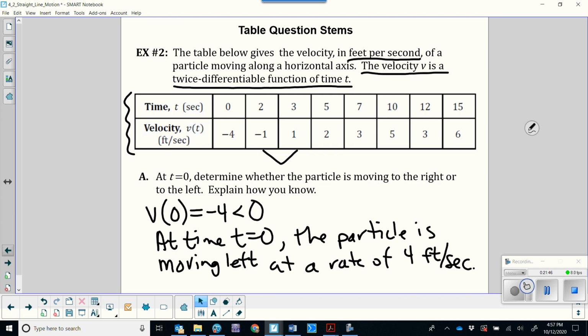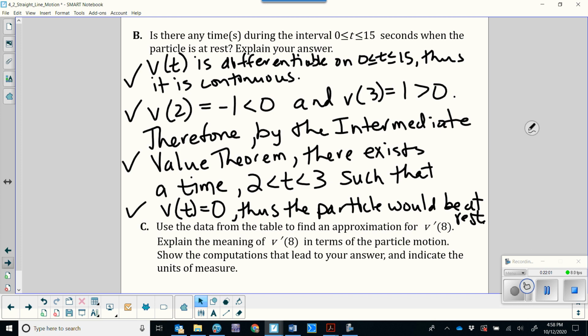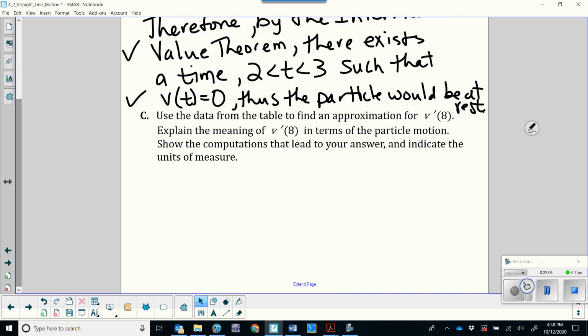So the best estimate for the instantaneous rate of change would be the average rate of change at the points that are the closest we can get. So 8 is in there. So we're going to go between 7 and 10 to get our answer. And so we're going to show that by finding out that approximation. So we're going to say v prime of 8, again, is approximately v of 10 minus v of 7 over 10 minus 7.